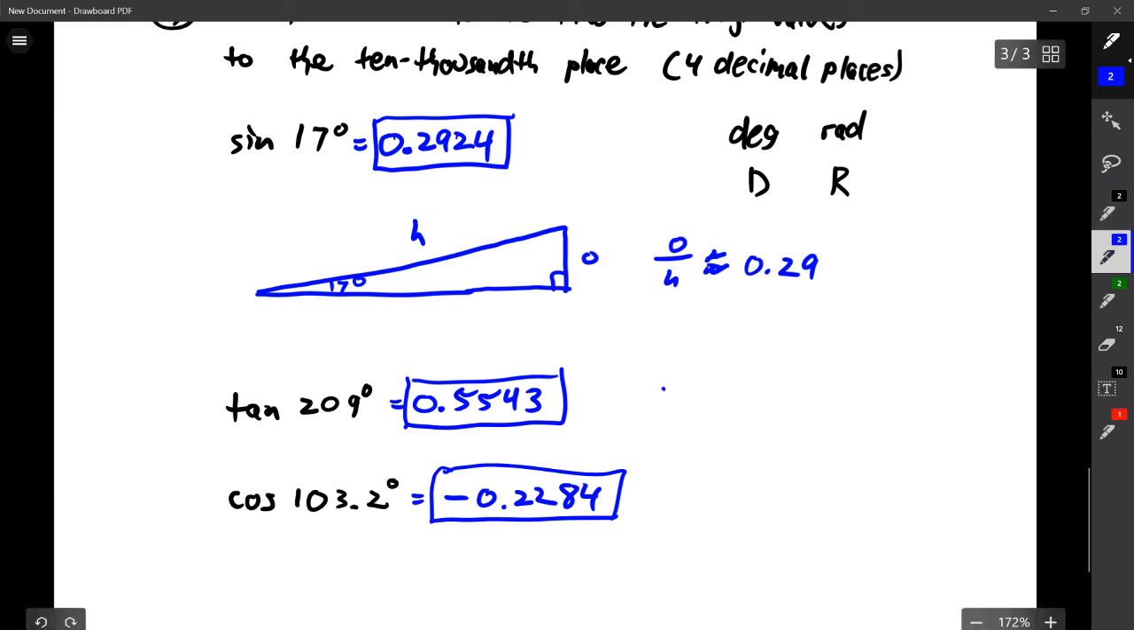Like if I just did, let's just say, tangent of, so opposite over hypotenuse, I'm going to go with something like tangent of 87 degrees. Tangent of 87 is 19.0811. All right, so you can't get stuff bigger than 1 with sine or cosine, but you can with tangent.